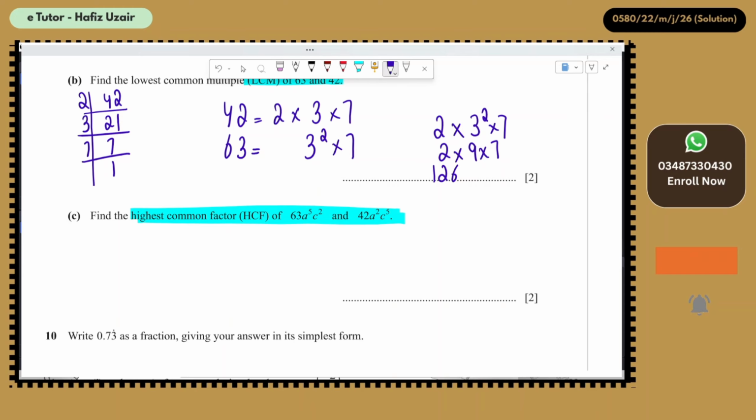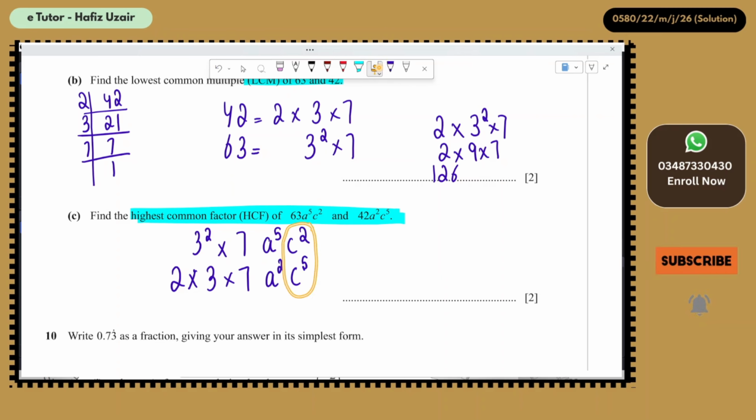All right, so 63 is actually 3 squared multiplied by 7, with a^5 c^2, and 42 is actually 2 multiplied by 3 multiplied by 7, and here you have a^2 and c^5. From here we will take the smaller power, so c^2 will be over here, and a^2 will be over here. And now we will take 7 and 3, so the answer will be 21a^2c^2.